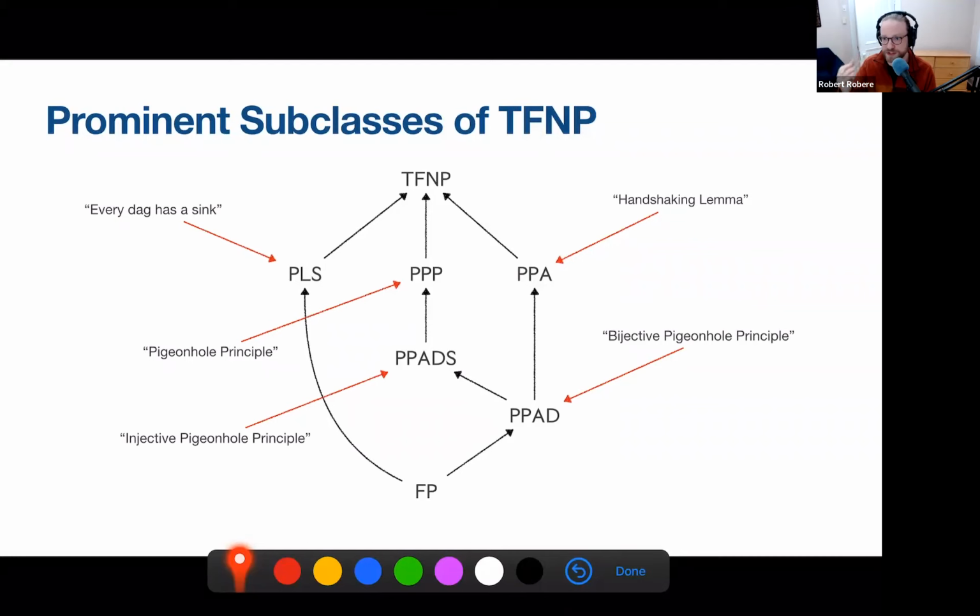Of course, we saw earlier lots of other classes. And I've labeled here the classes with the principles that capture them. So we just saw that PPA corresponds to this handshaking lemma. We also have classes that correspond to various forms of the pigeonhole principle, like PPAD, PPADS, and PPP, and also this local minima principle that every DAG has a sink.